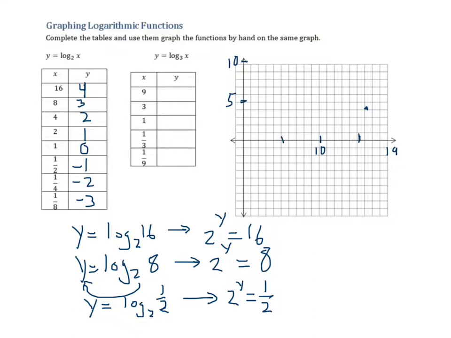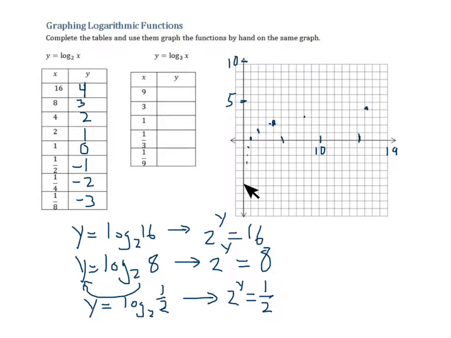I've got a few marks here to help us out. And so when x is 8, y is 3. That's going to be right over here. X is 4, y is 2, right about there. When x is 2, y is 1. When x is 1, y is 0. When x is 1 half, we're going down to negative 1. X is 1/4, down to negative 2. When x is 1/8, negative 3, we're right down here.